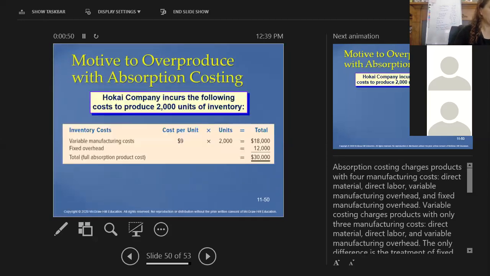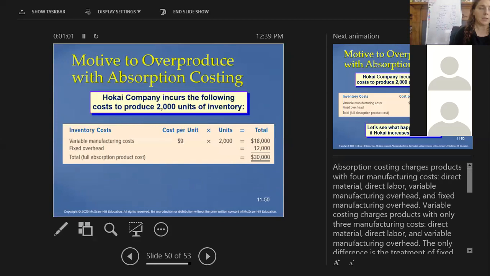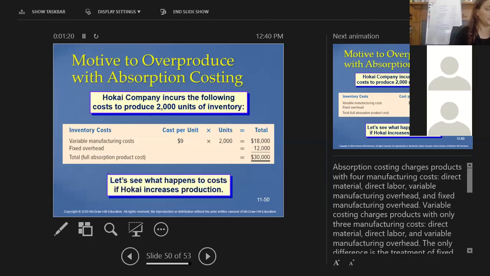One major difference. So the major difference between absorption costing and variable costing is your fixed overhead. So fixed overhead, and I would write this down, fixed overhead in absorption costing is part of the cost per unit. Fixed overhead in variable costing comes after the cost per unit, so after your contribution margin. So we'll see how this all works out.